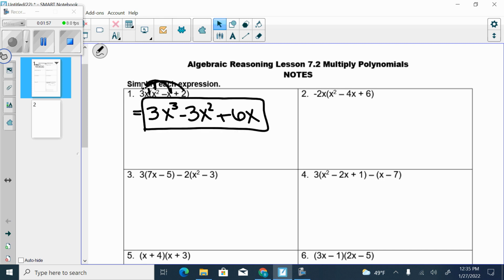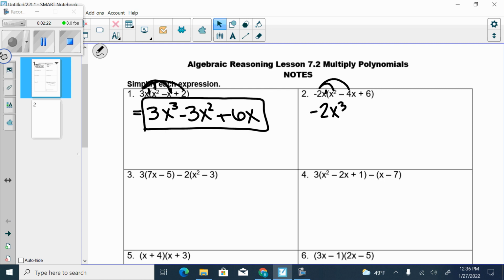Alright, same thing over here. Remember, this is an understood exponent of 1. So there's no number in front of x squared. So negative 2 times 1 is still just going to be negative 2. X to the first times x to the second gives me x to the third. Add the exponents. Good.